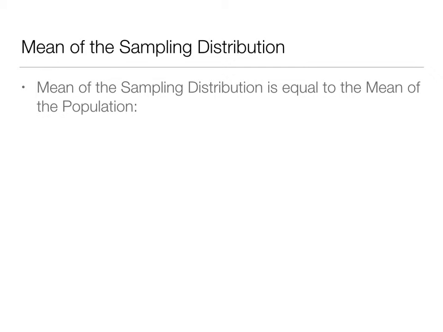All right, the mean of a sampling distribution. The mean of the sampling distribution is equal to the mean of the population. So mu x bar equals mu, the population mean. So again, if men lived on average for 72 years, and I randomly took a sample of 100 men 2,000 different times, the average of all those sample means would be around 72.